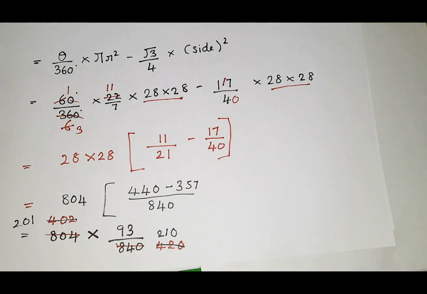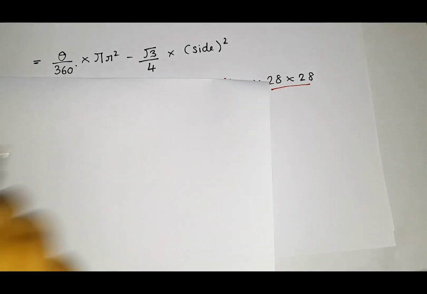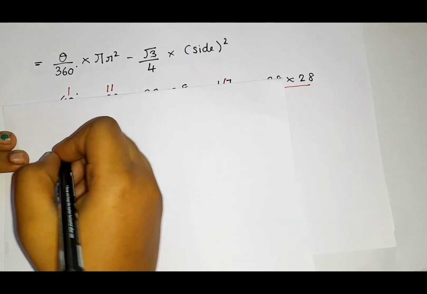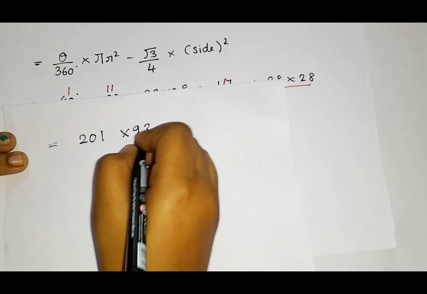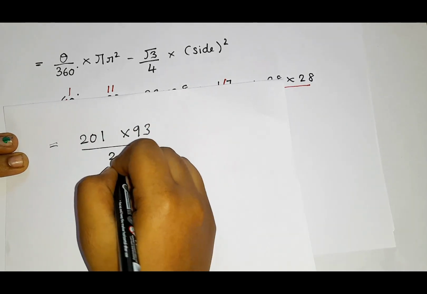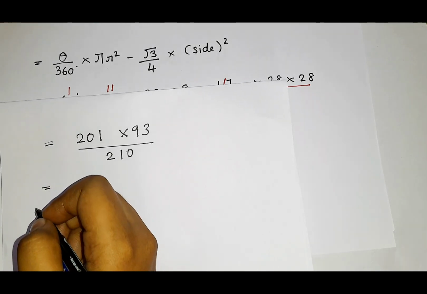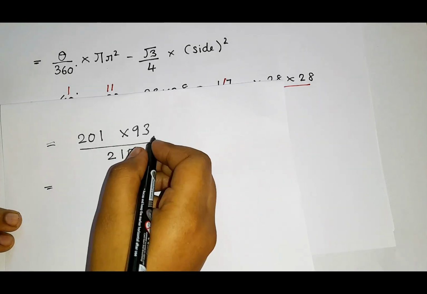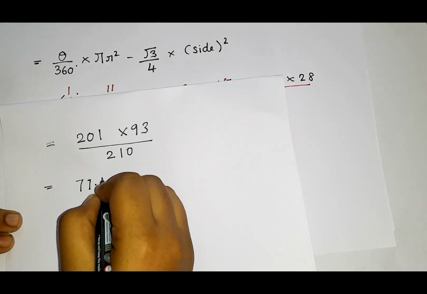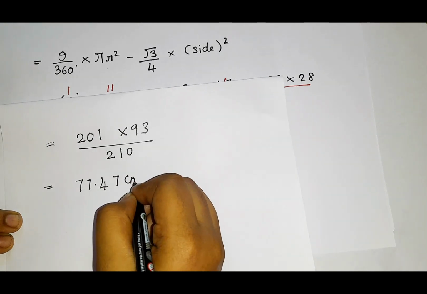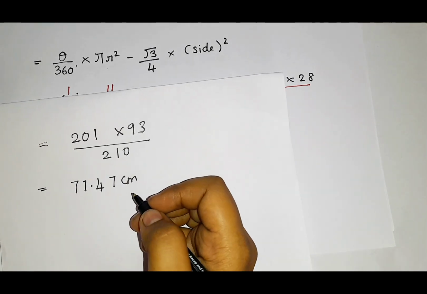It is somewhat collapsing here, isn't it? So I will write it separately. So is equal to 201 into 93 divided by 210. When we multiply 201 into 93 and divide it by 210, we get 77.47 centimeter. Everything is in centimeter, so I wrote centimeter.